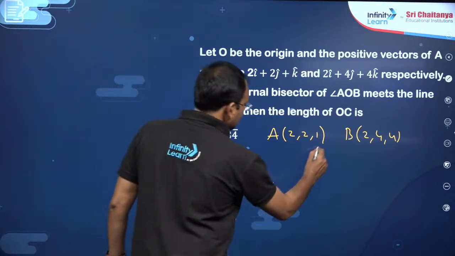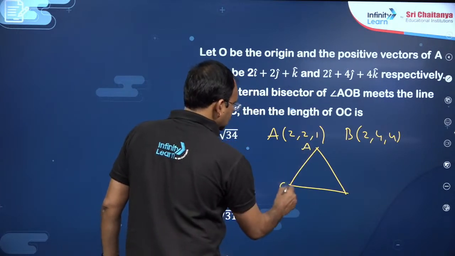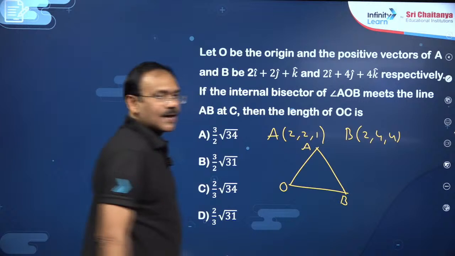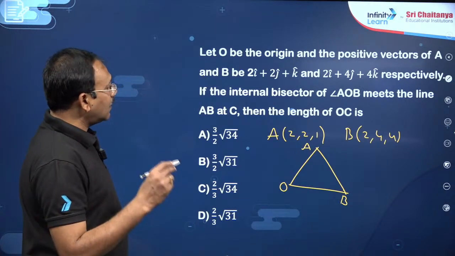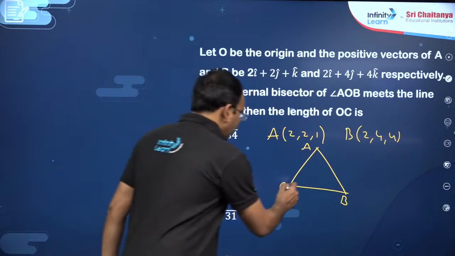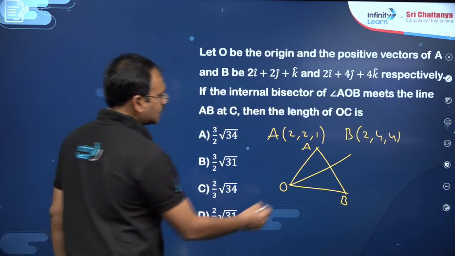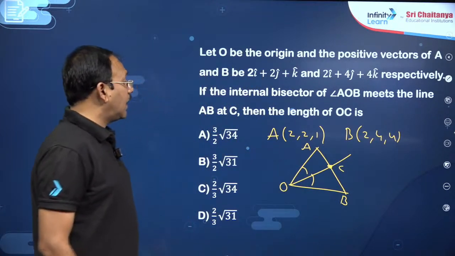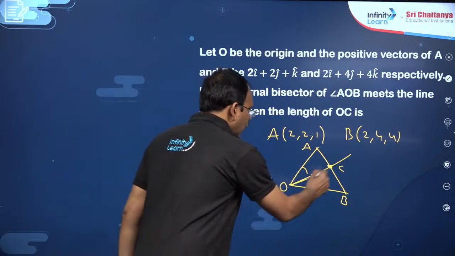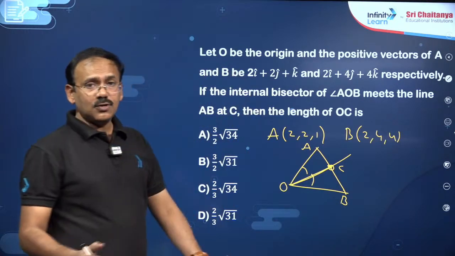You see, my dear friends, suppose this is A, this is O, this is B, correct? So already I know O, the internal bisector of angle AOB, this vector meets AB at C. Angular bisector divides this at C, then the length of OC. So if you could find C, my dear friends, the problem is done. So you can do in two ways.